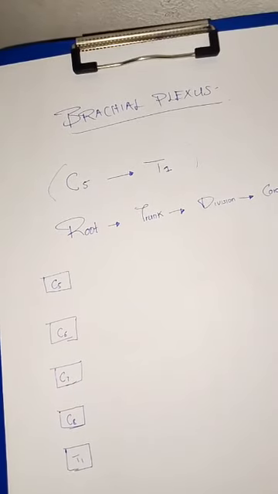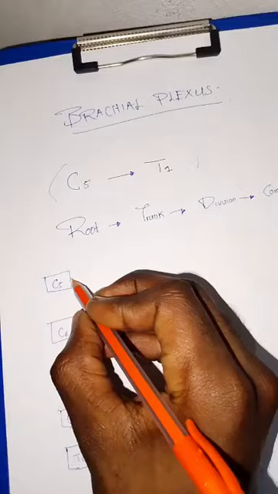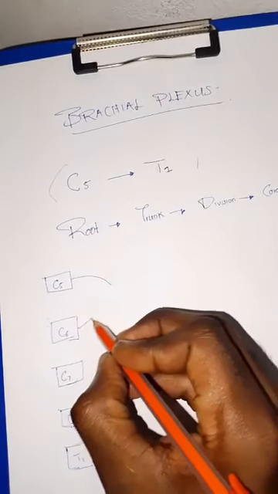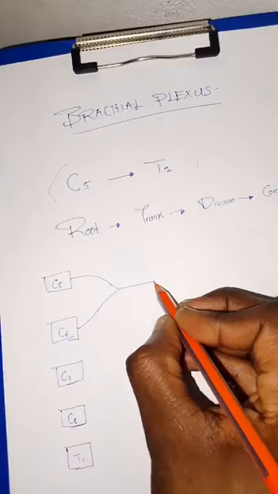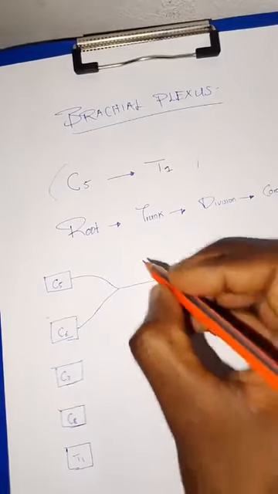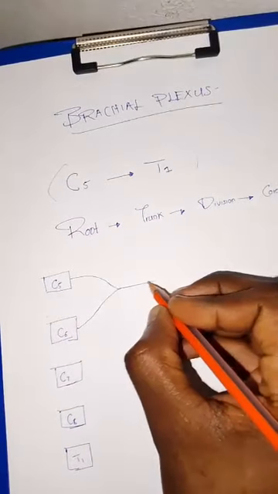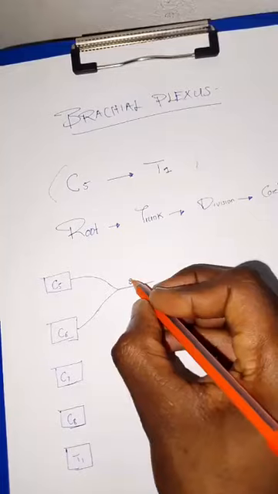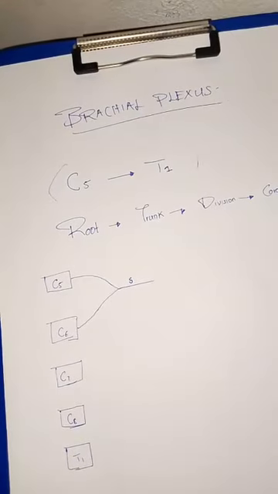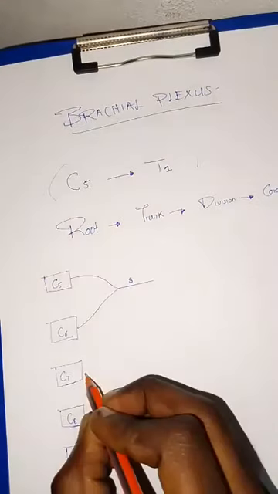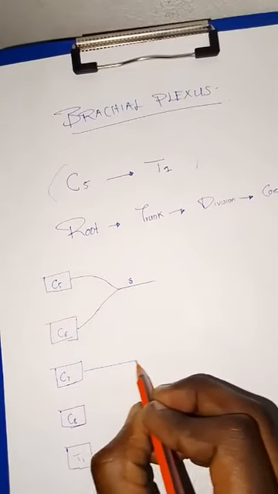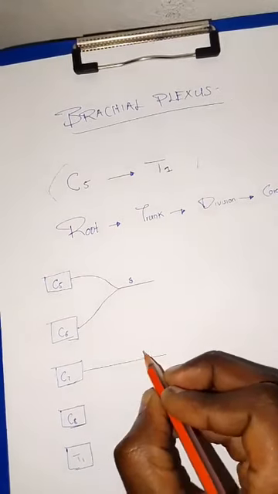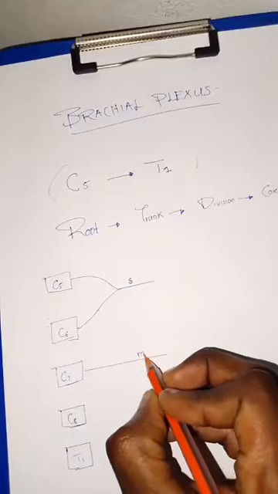You're going to find that the C5 root and the C6 root are going to join and form a trunk. This trunk that they form is known as the superior trunk. Then the C7 does not join with any, it just goes as it is, and it forms what we call the middle trunk.